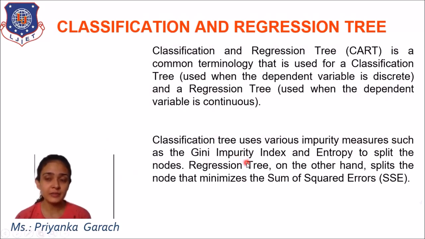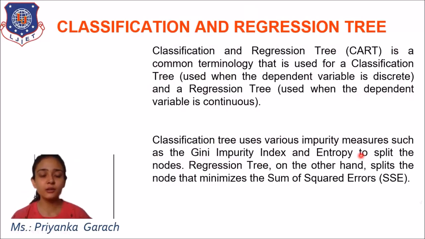In the classification and regression tree, it is decided by measures such as the Gini impurity index and the entropy to split the nodes. In my CHAID tree, I am using the chi-square value, that is, the chi-square test based on statistics, to split my decision tree. For the CART, which measure are we using? The Gini impurity index and entropy are the measures that we are using to split the nodes.